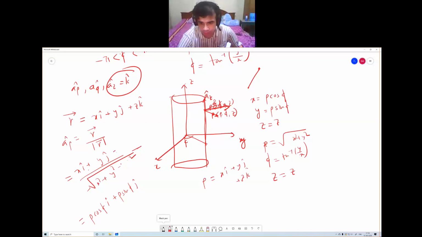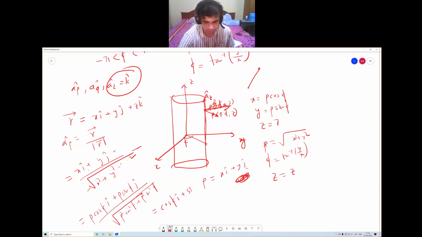So rho would be this much only, by this: rho square cos square phi plus rho square sin square phi. This sin square phi and cos square phi sum to one. So this is cos phi i plus sin phi j. So the rho vector is cos phi i plus sin phi j. This rho is parallel to the xy plane. There is no z component of rho. Is this okay?